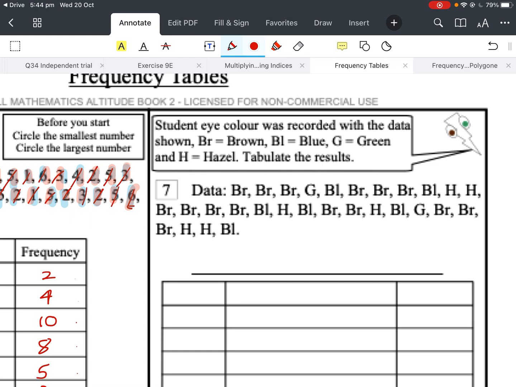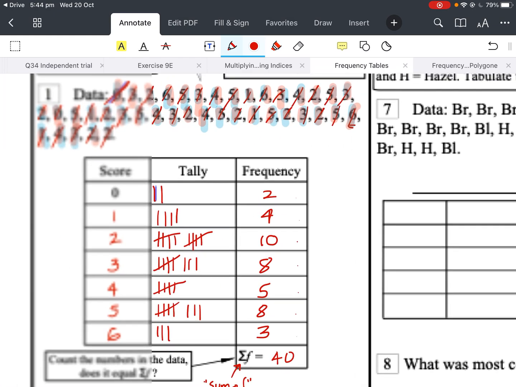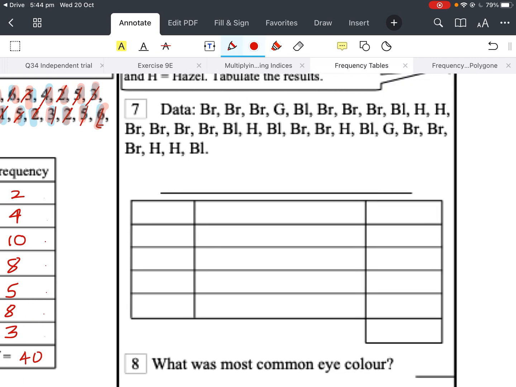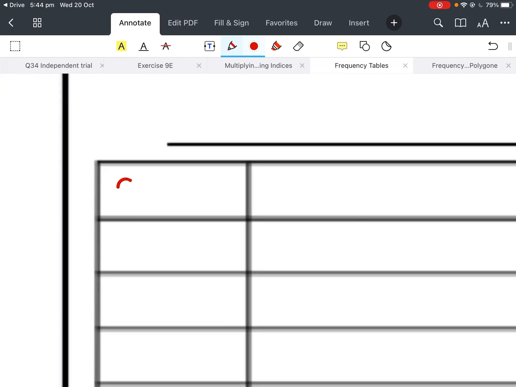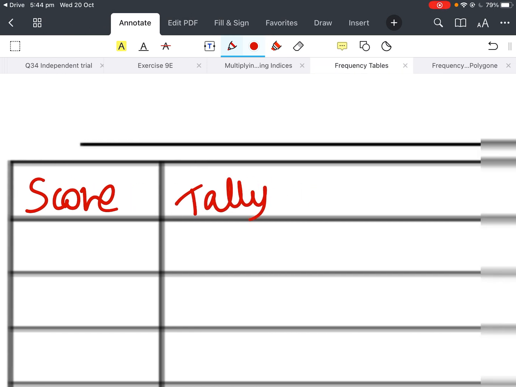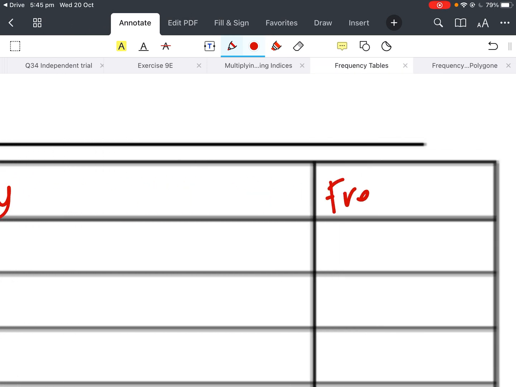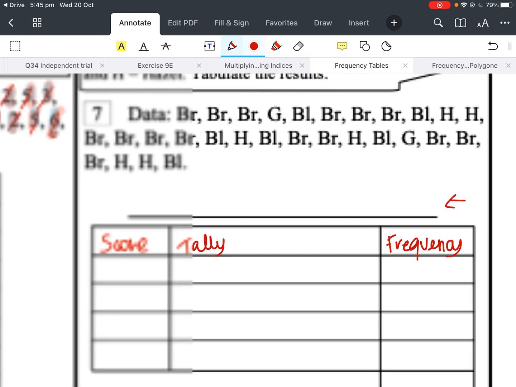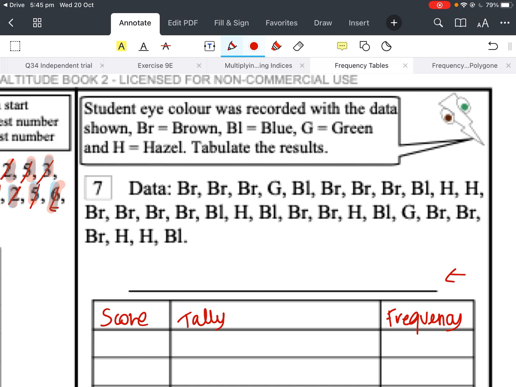So we are going to, okay, over here we had a score, tally, frequency. Let's do the same. Score, tally, you could put it in the middle if you prefer, frequency. So they go up there. You'll notice there's a line up here, so they want you to put a title for the table. So what do you think the title for the table should be?